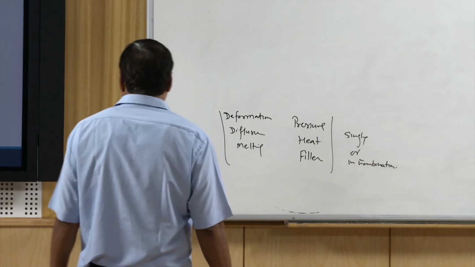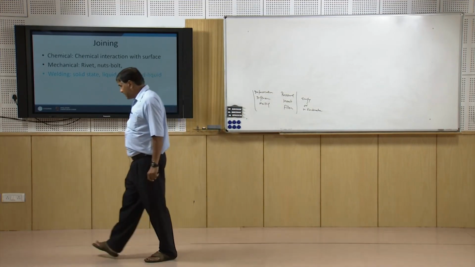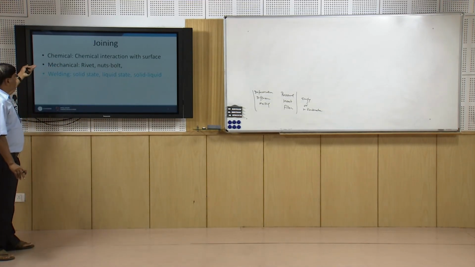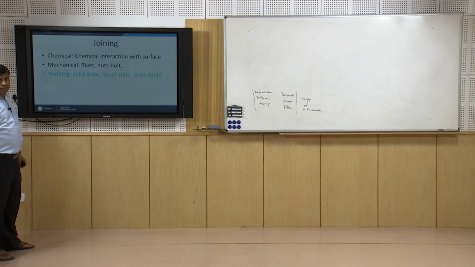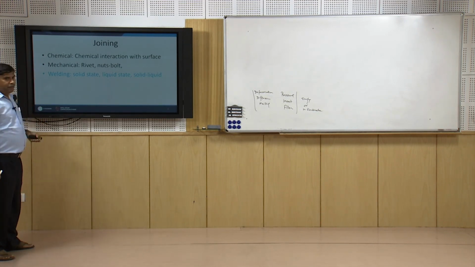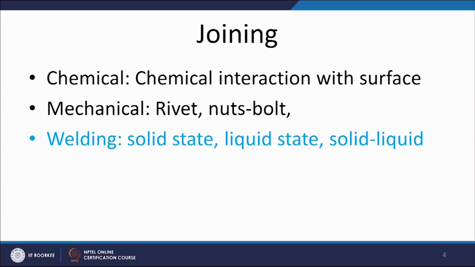As we know, the entire range of joining processes we can put in three categories. Chemical or adhesive joining involves chemical interaction with the surfaces, like soldering, brazing, and adhesives. Mechanical joining is where rivets, nuts and bolts, or press fit arrangements are used. Or the welding, involving the solid state, liquid state and the solid liquid state.